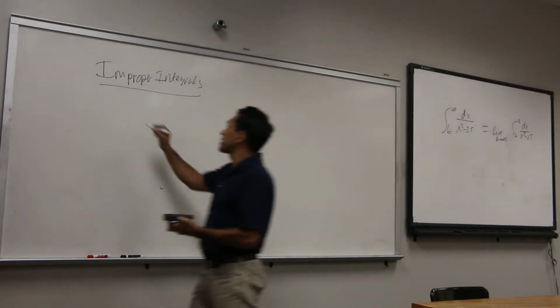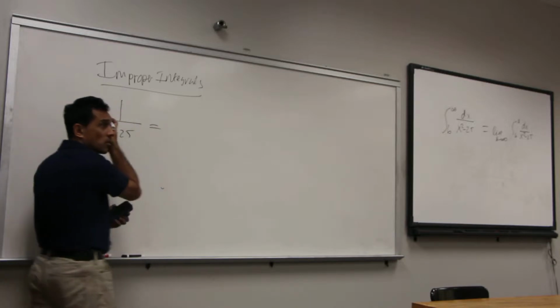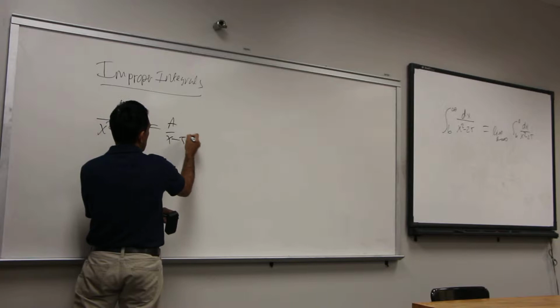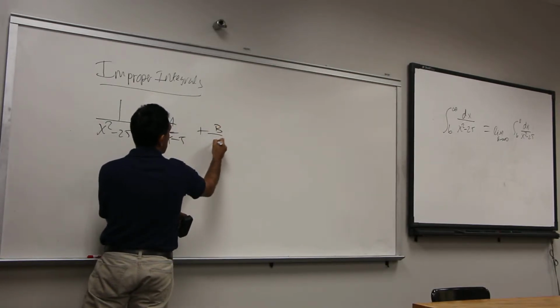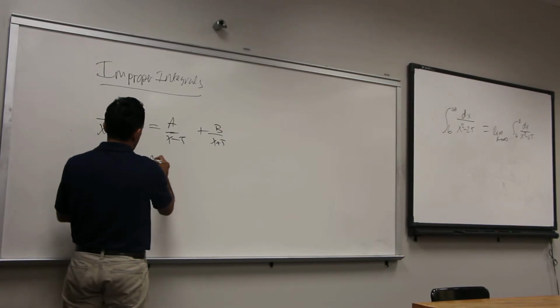So I'm going to do a partial fraction. 1 over x squared minus 25 is what? What's the correct partial fraction for this? A over x minus 5 plus B over what? Who will tell me what A is and what B is? What's A? What is B?